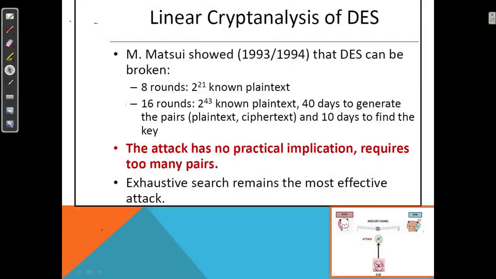So linear cryptanalysis, 8 rounds, 2 raised to the power 21 known plain texts should be there, 16 rounds, 2 raised to the power 43. So it reduces 40 days to generate the pairs and 10 days to find the key. The attack has no practical implication, requires too many pairs. So exhaustive search remains the most effective attack.